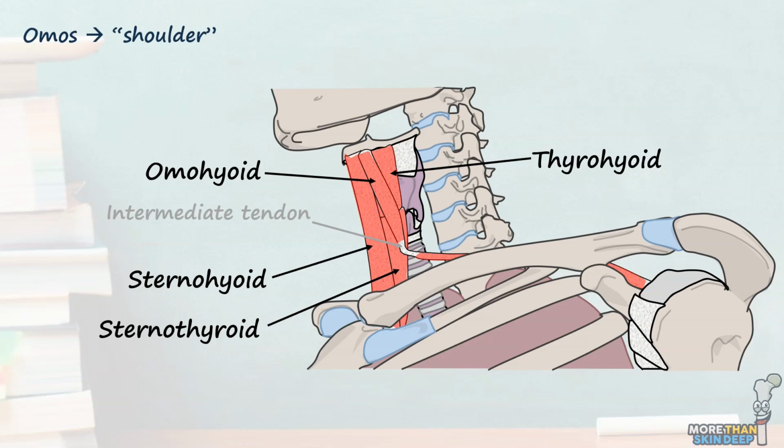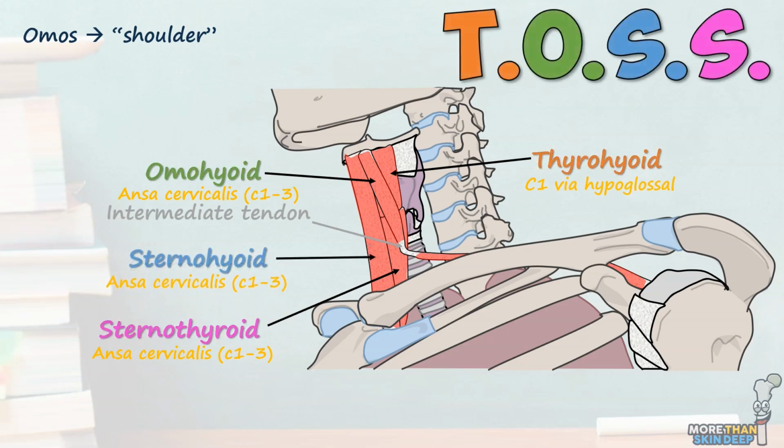All of the infrahyoid muscles are innervated by branches of the ansa cervicalis neural loop, except for the thyrohyoid, which is innervated by a C1 branch accompanying the hypoglossal nerve. The infrahyoid muscles are commonly remembered using the acronym TOS, where each letter represents one of the muscles mentioned.